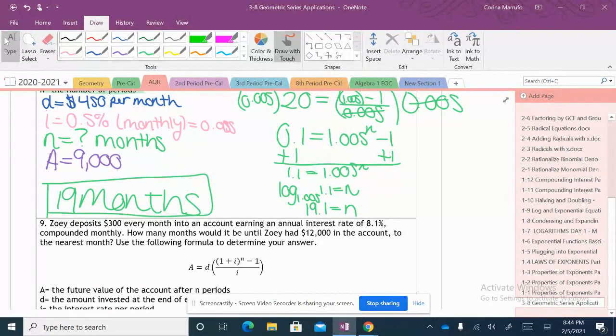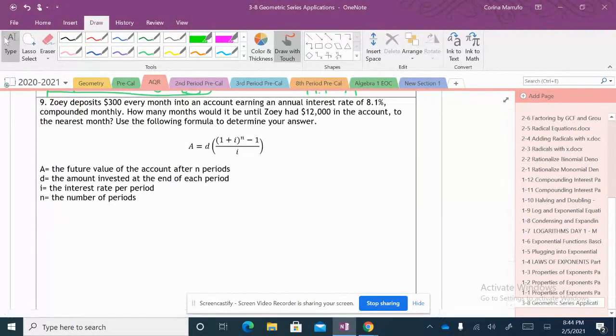All right, moving on to the next one. Here it says Zoe deposits $300 every month. Okay, so the deposits are 300. D is the amount invested at the end of each period. So we have $300 every month, into an account earning an annual interest rate of 8.1%.